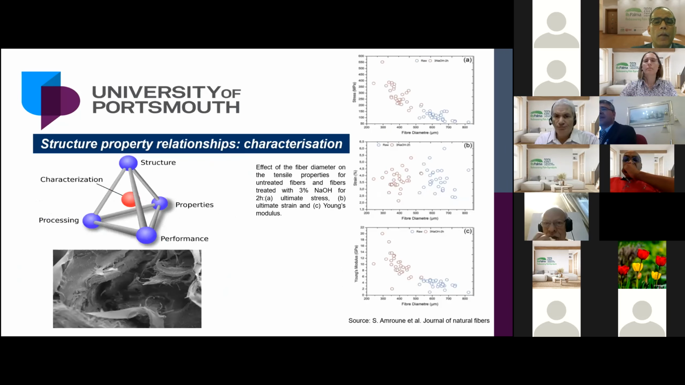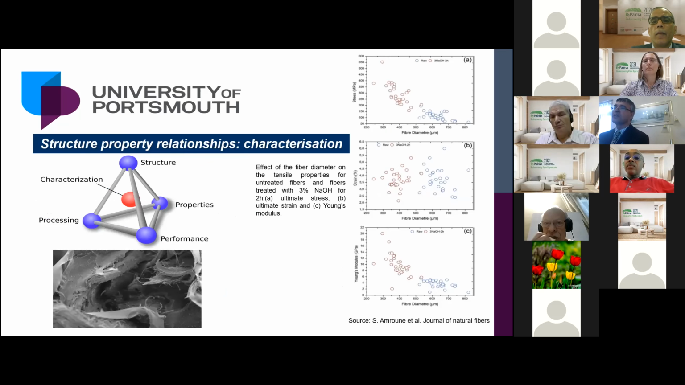Obviously, when we look at characterization, structure, processing, properties, and performance are linked. If we use the hand lay-up method, we have got high variability, high void content, maybe less mechanical property. If we use compression molding, it will be better mechanical performance and then less void content. If you go to RTM, it will give even better mechanical performance. So different structures: processing, properties, performance, and structure are linked together, and then characterization is important.